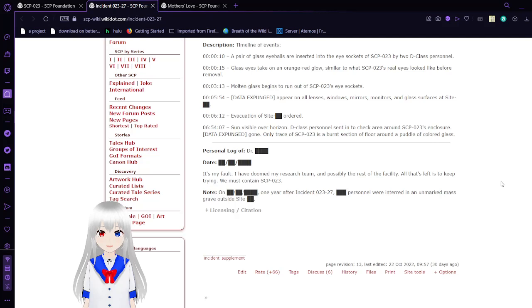Personal log of Dr. Blank. Date unknown. It's my fault. I have doomed my research team and probably the rest of the facility. And all that's left is to keep trying. We must contain SCP-23. Note: on an unknown date, 1 year after incident 2327, Blank personnel were interred in an unmarked mass grave on a site unknown.